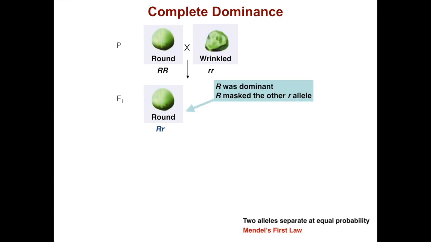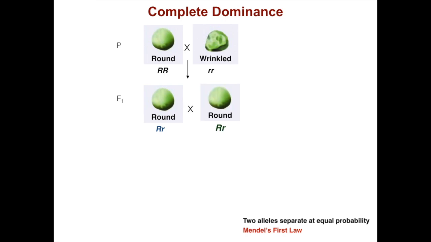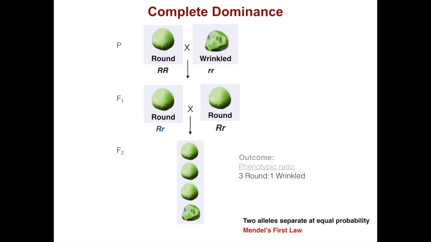So big R was dominant, and R masked the recessive allele, which is wrinkled. If you cross these F1s, in the F2 generation you will get mostly round peas and then some wrinkled. The phenotypic ratio is 3:1, 3 round to 1 wrinkled. And the genotypic ratio is 1/4 dominant, 1/2 heterozygote, and 1/4 recessive.